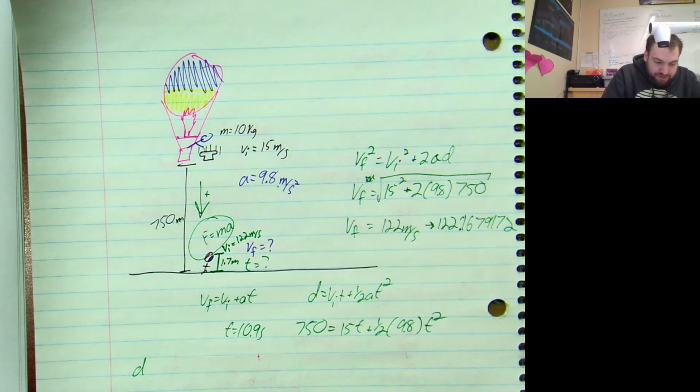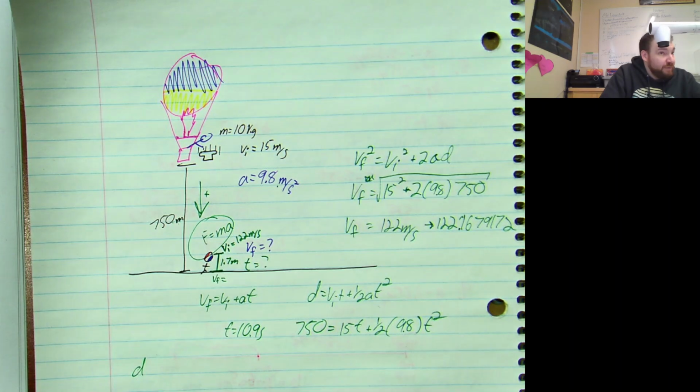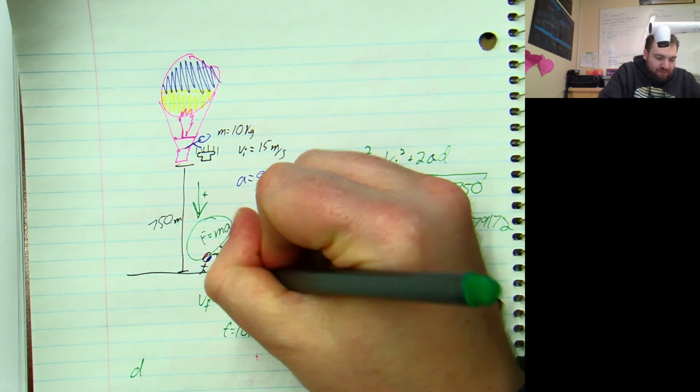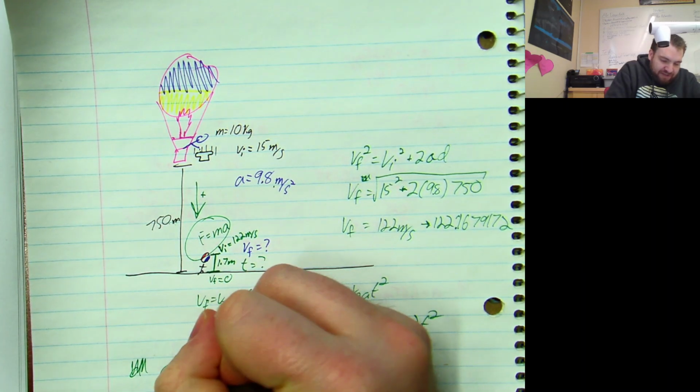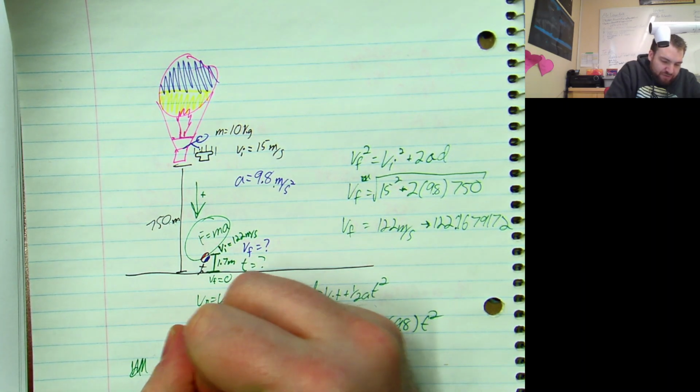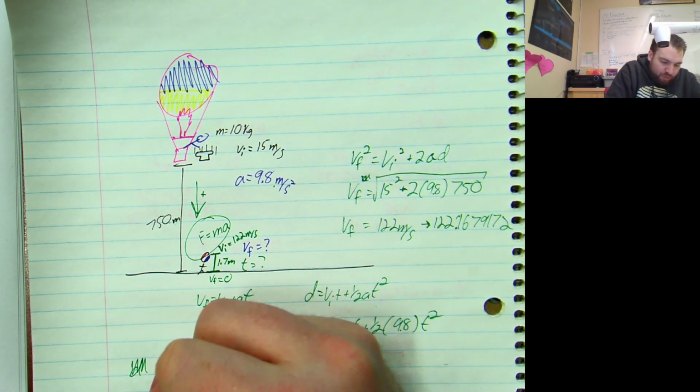What else do we know? There's one more piece of information we have here. We don't need the weight yet. V final in this case is actually going to be 0. We know the distance is 1.7 meters. We know that the initial velocity is 122 meters per second. The final velocity is 0. What's the acceleration?